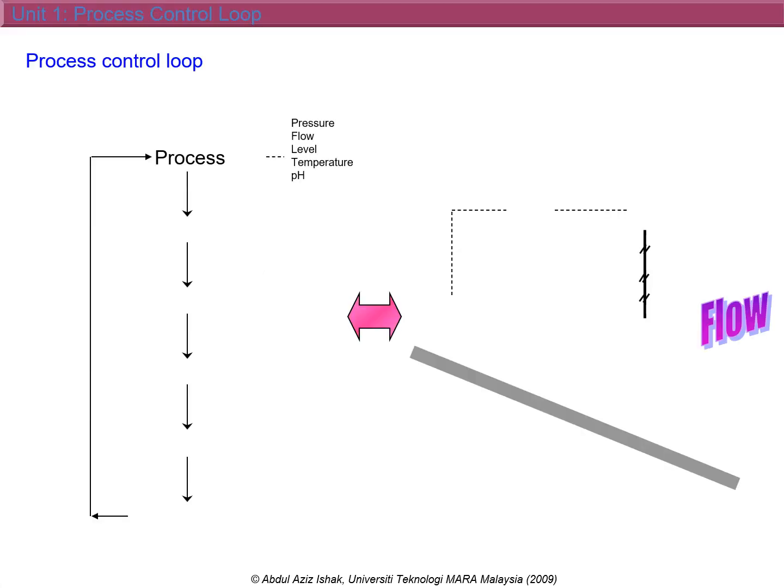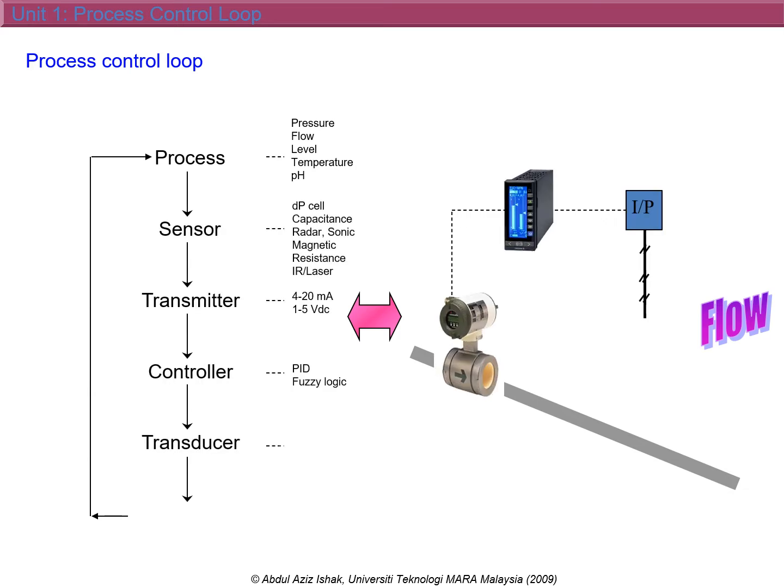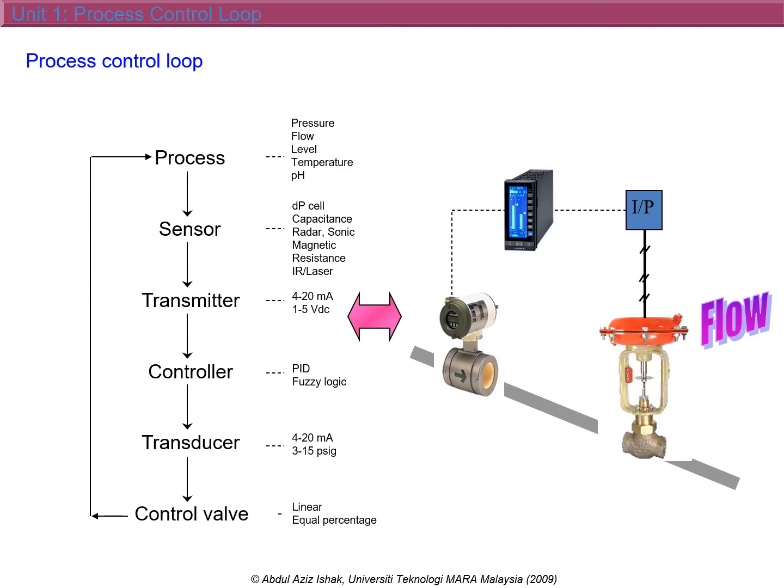Okay, so basically this is the same example like before, which is the flow control system. We have first a measurement by sensor. In this figure we have the flow transmitter, and then the signal is sent to the controller, and next the signal is sent to the transducer. Lastly, the transducer will convert the signal into a pneumatic signal to the control valve. So basically this is the basic process control loop you need to remember.